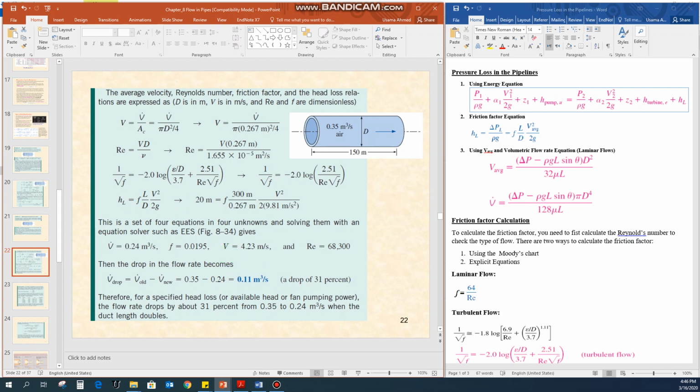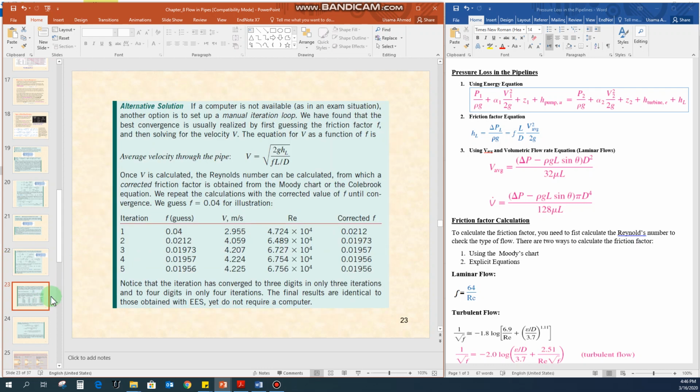Okay, now let us see what we can do from the exam point of view. So we have this equation for the head loss, right? If we rearrange this equation in terms of velocity, the new equation that we get is the square root of 2gdHL divided by fL, right? This is the new equation for the average velocity through the pipeline.